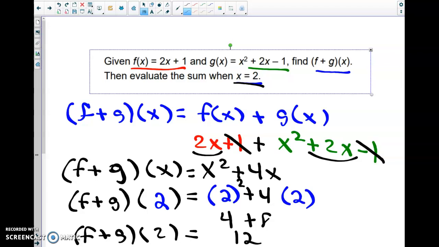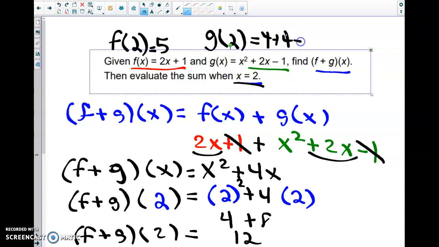That also means if you wanted to, you could have plugged in 2 to f and 2 to g, got 2 answers, and then combine your 2 answers with addition, and you should get 12. So let's check. 2 times 2 is 4, plus 1 is 5, so f of 2 is 5, and g of 2 is 4 plus 4 minus 1, which is 7. 5 plus 7 is 12. So that's correct. So you could do either or. Since they told you to find that first and then evaluate for x equals 2, you have to do it the way that I have down the bottom here.